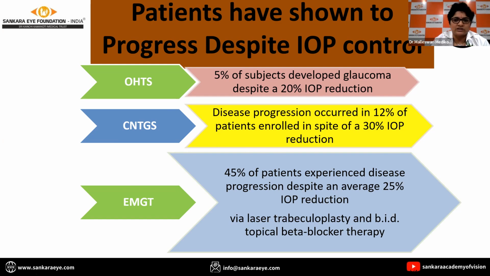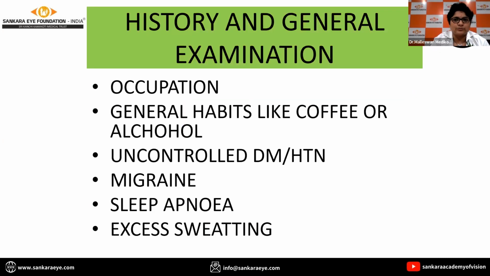According to the EMGT study, there is a 45% progression of the disease in patients, although there is an average reduction of 25% of the intraocular pressure from the baseline. So in all these patients, we need to come from the beginning, from the top. From the history taking itself, we need to consider examining the patient again and again.